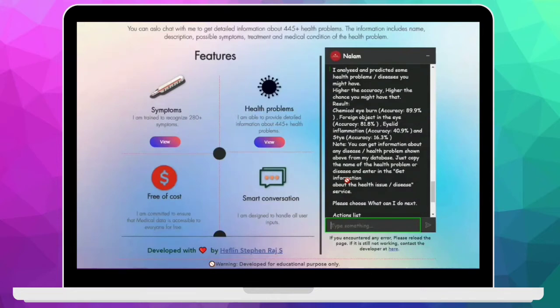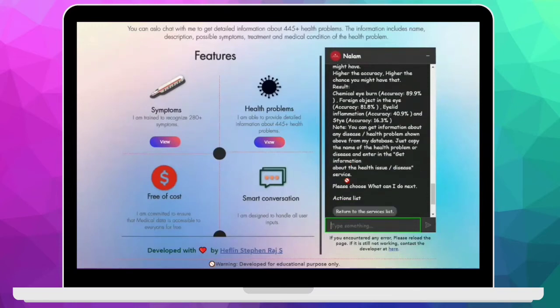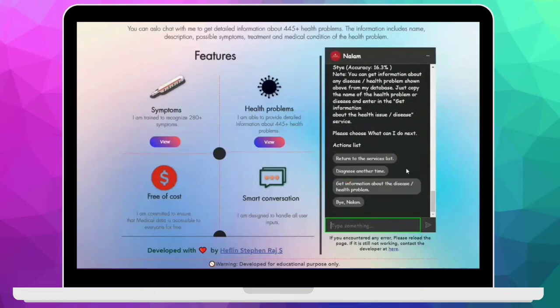As soon as you choose diagnose by entered symptoms, it will analyze the entered symptoms and it will come up with some predictions of health problems that you might have. From here, you can return to the service list, or you can diagnose another time, or you can get information about the disease, or you can close the chat.